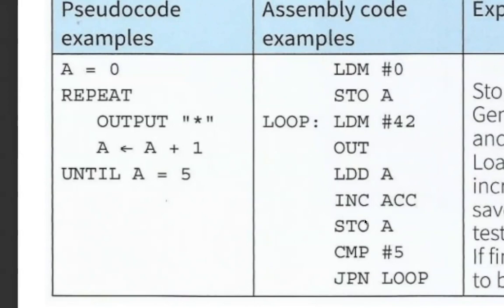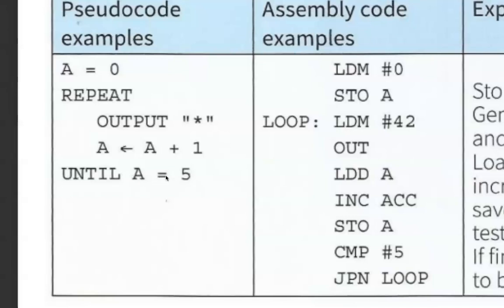After incrementing the counter, the value in ACC is still loaded with A. I will compare the value with 5. You can see here I'm comparing an actual value with 5, so this is immediate addressing. I'm comparing the value of 5 with the contents of ACC.